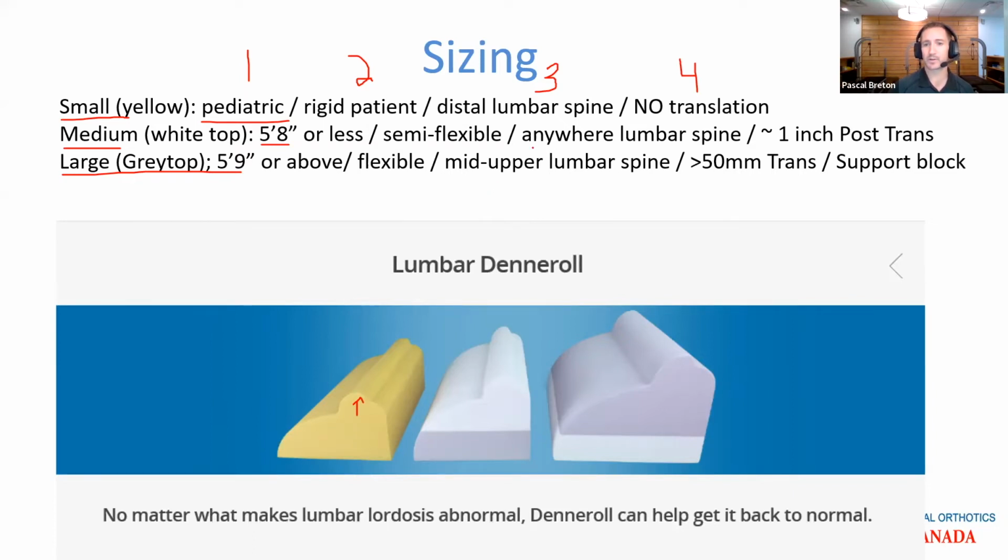The medium Denneroll can technically be used anywhere in the lumbar spine. And the large Denneroll, I only use it in the mid to upper lumbar spine. You know, is this a hard and fast rule based on Dennerolls and how they were created? The answer is no. But this baby is simply too big to use at L4, L5. It is completely pointless to use a large lumbar Denneroll in the distal lumbar spine.